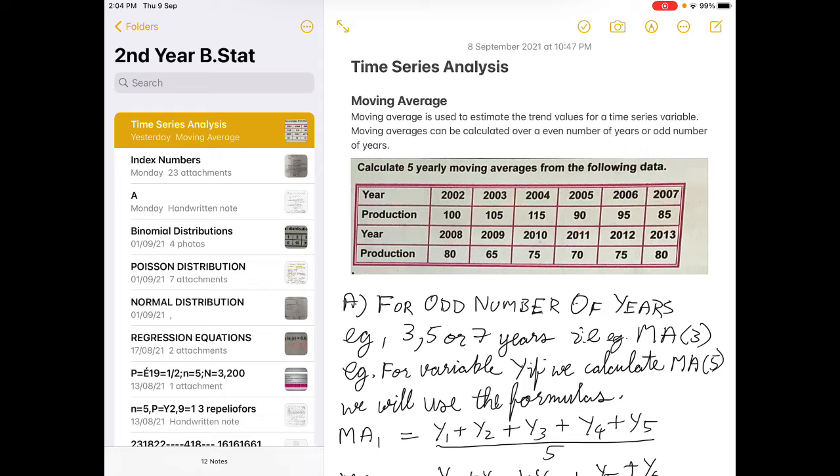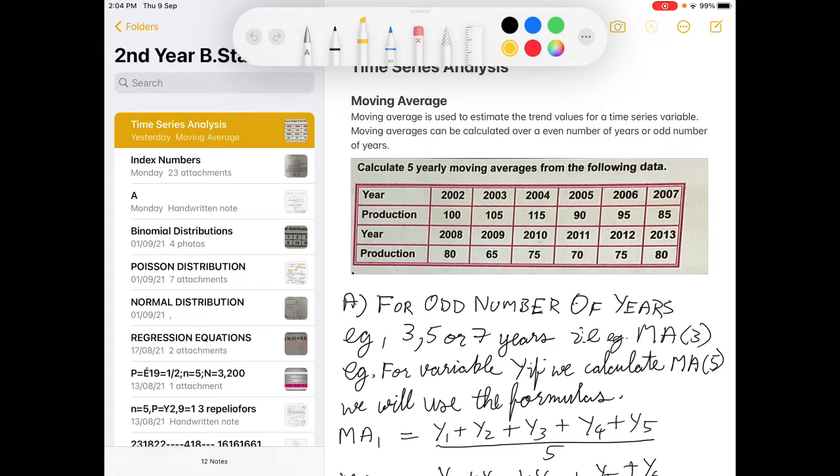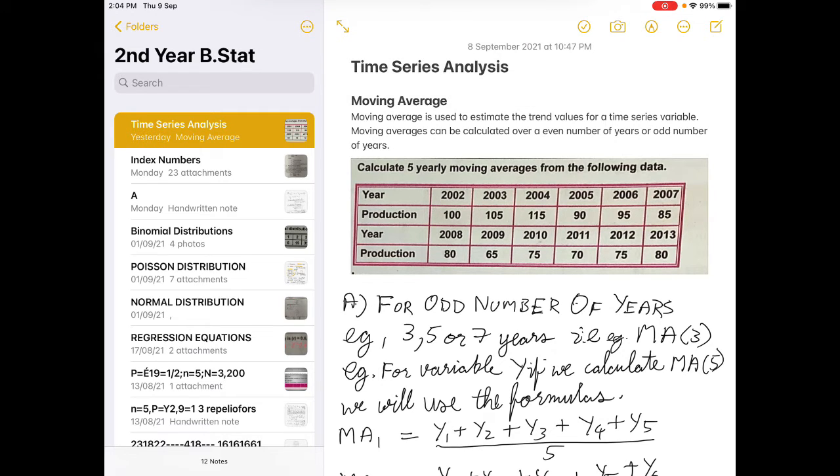Good morning, students. Today we'll learn how to do time series analysis. As part of time series analysis, we have two concepts. One is called moving average, and one is called least squares method. In moving average, we will see a technique for finding out the long term trend of any variable.